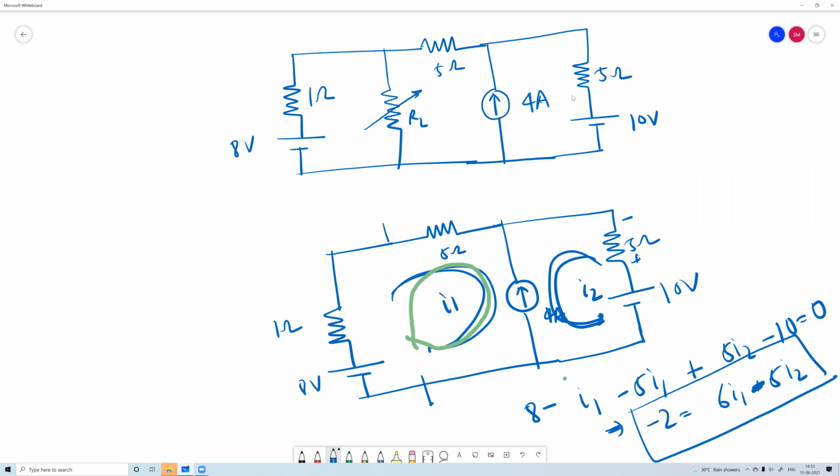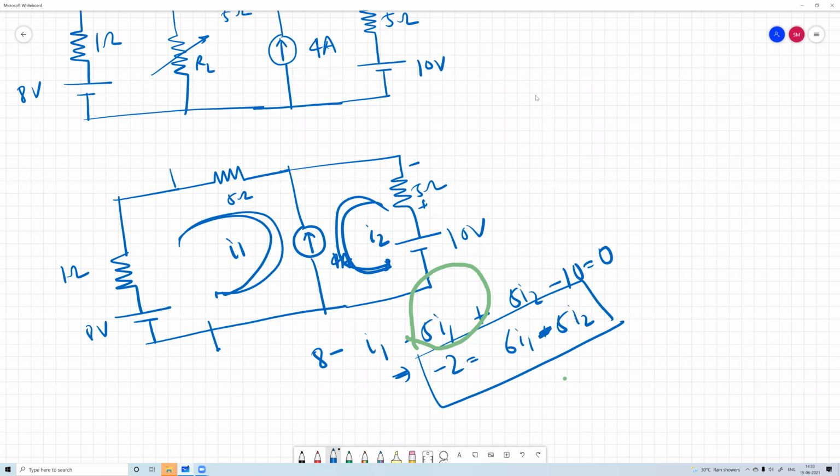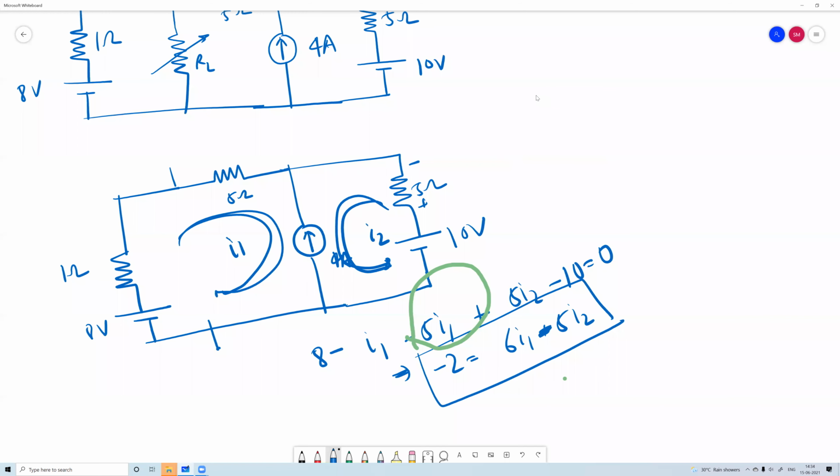And the second part, what is the second equation? KCL. I1 plus I2 would be 4. Careful, see how the loops are moving. Sorry, minus 4. Solve now, two equations, two unknowns.